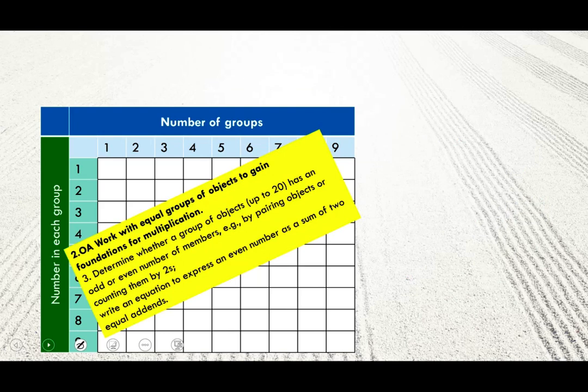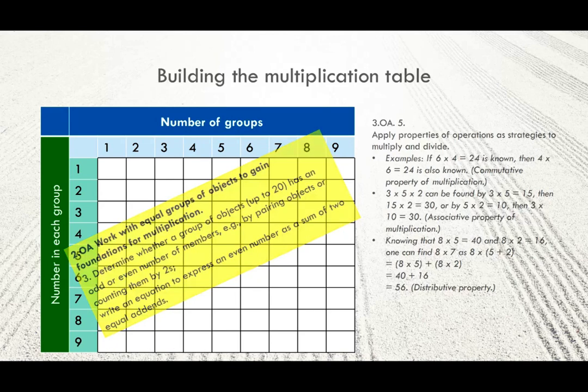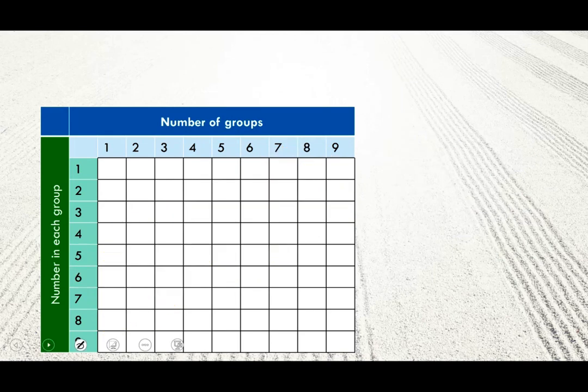Remember, students have already worked with groups of objects. In kindergarten and first grade, they do a lot of counting activities: counting by 2s, counting by 5s. Some teachers encourage students to count by 3s. So you should begin with this, and then start filling out the table using counting by 2s or counting by 5s.